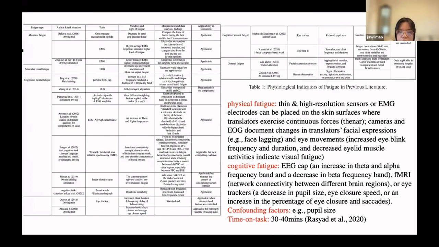a lengthened task. So time on task is a crucial factor. Previous studies using computer-based work have shown that normally it takes 30 to 40 minutes for an employee to show fatigue after computer-based work. As nowadays translation is mostly conducted in computer scenarios, maybe translation fatigue can appear after a similar period.